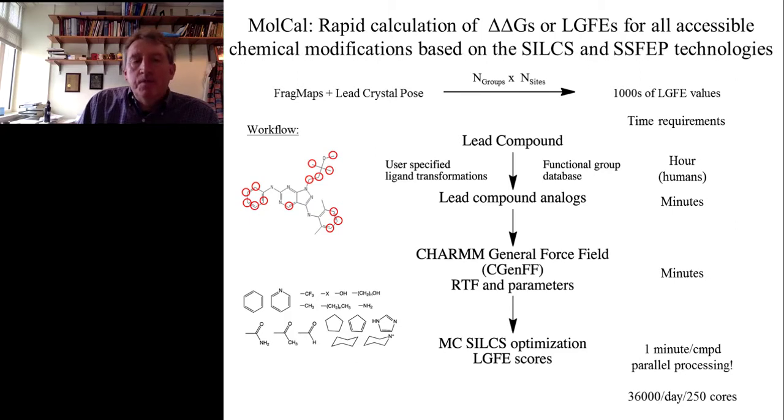SSFEP is typically limited to modifications of, say, 2 or 3 non-hydrogen atoms, whereas with the SILCS methodology you can look at very large chemical modifications when you're doing your ligand design and so on.